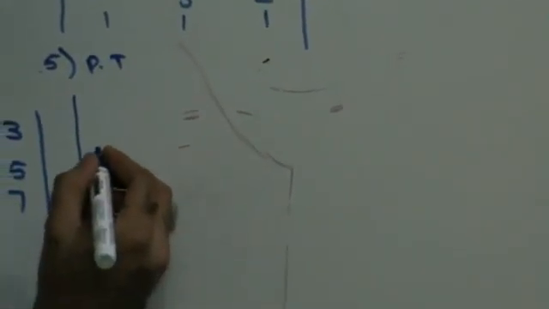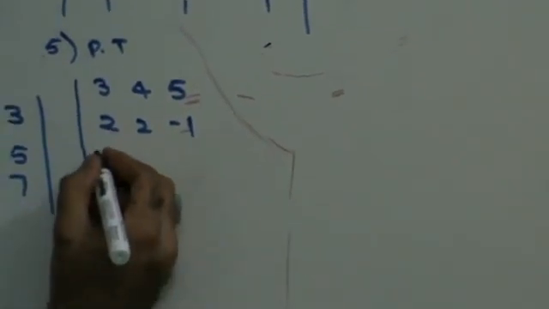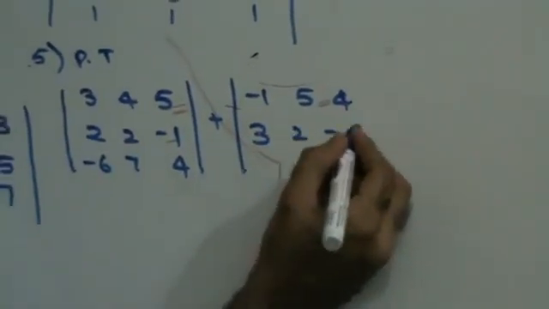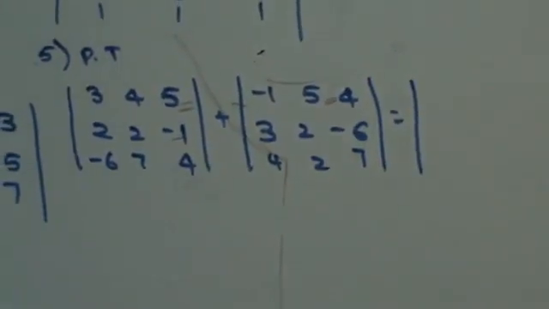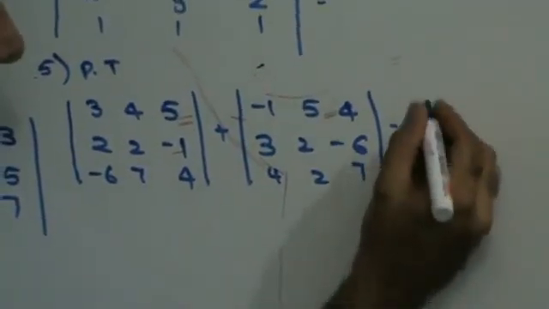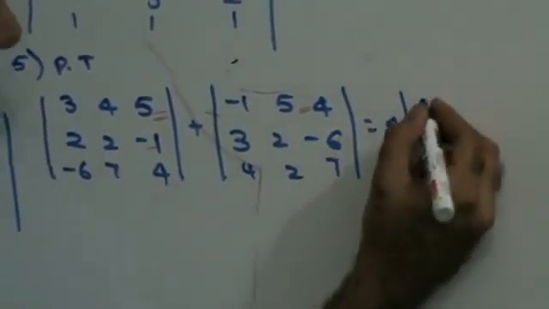Prove that the determinant with rows 3, 4, 5; 2, 2, minus 1; minus 6, 7, 4 plus the determinant with rows minus 1, 5, 4; 3, 2, minus 6; 4, 2, 7 is equal to 4 times the determinant with rows 1, 1, 2; 3, 2, minus 6; and 4, 2, 7.